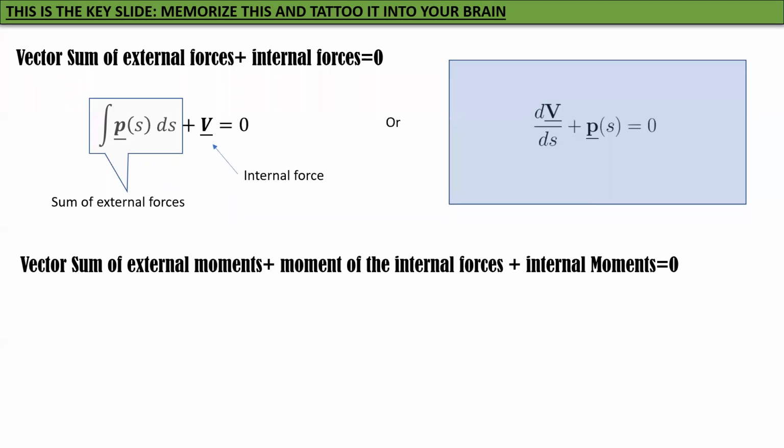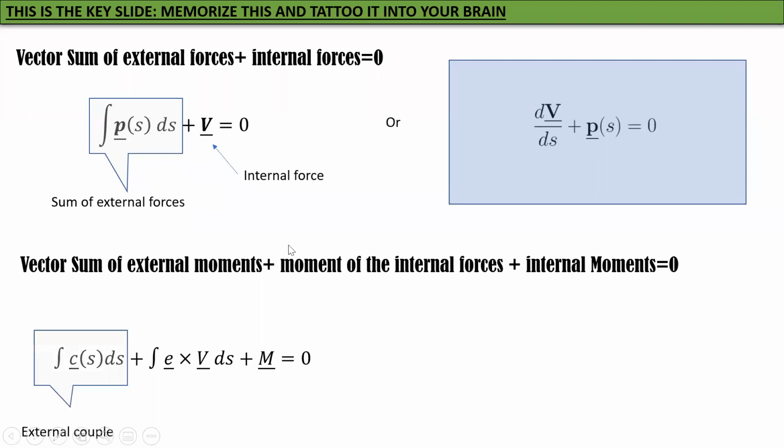Okay. Vector sum of external moments plus moment of internal forces plus internal moments equal to 0. Notice that there are 3 components: the vector sum of the external moments, moment of the internal forces, and internal moments. So we're going to do this in that sequence. There it is. Okay, let's make sure we understand the terms.